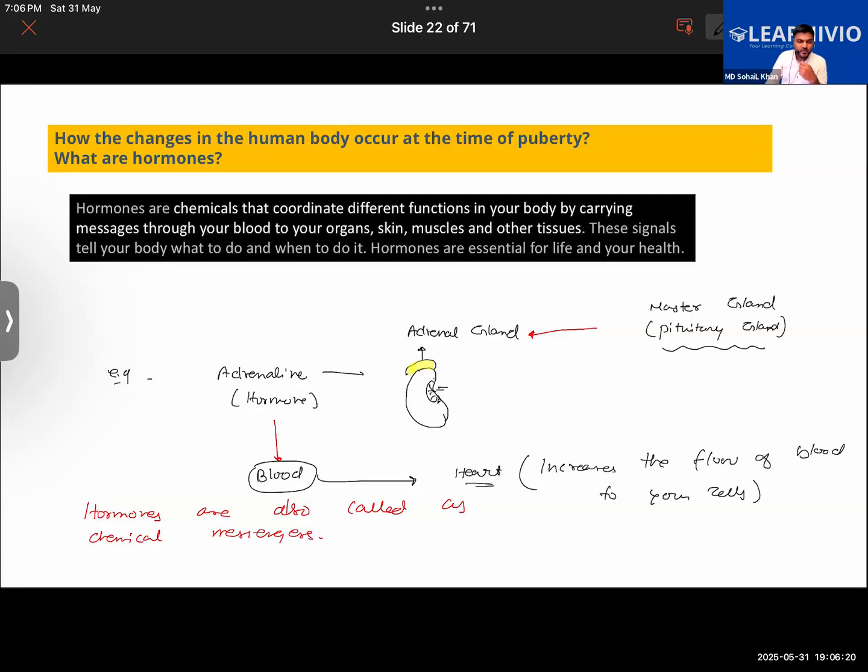And the blood will now be carrying it throughout the body via the circulatory system. It gets carried throughout the body, right? Now, a particular type of hormone is secreted by a particular type of gland, and a particular hormone must have a specific target site on which it is going to act. Let me tell you what I actually mean to say.